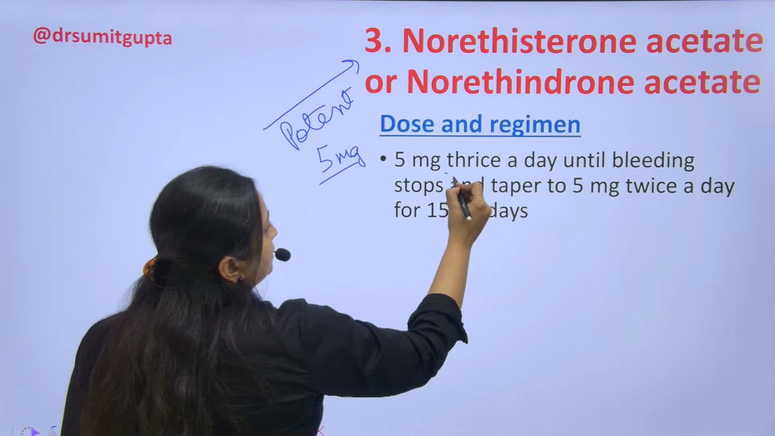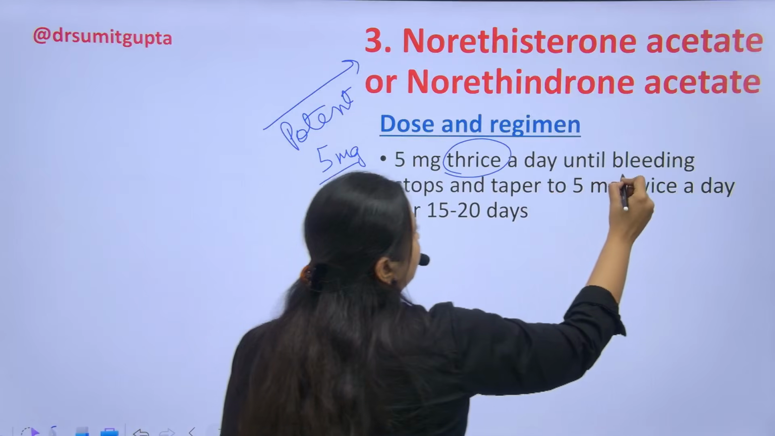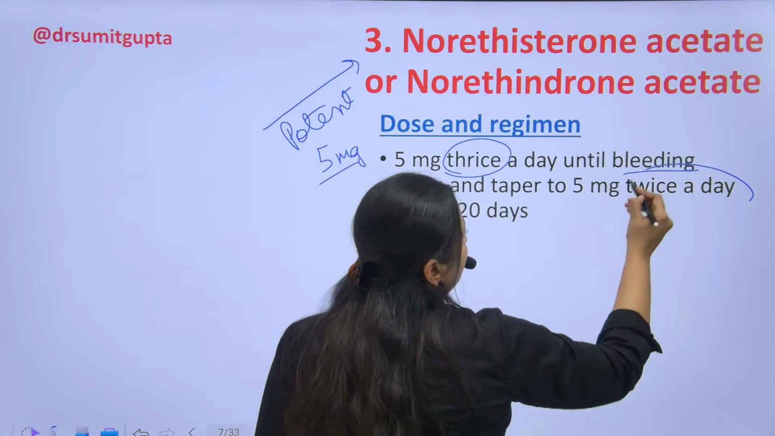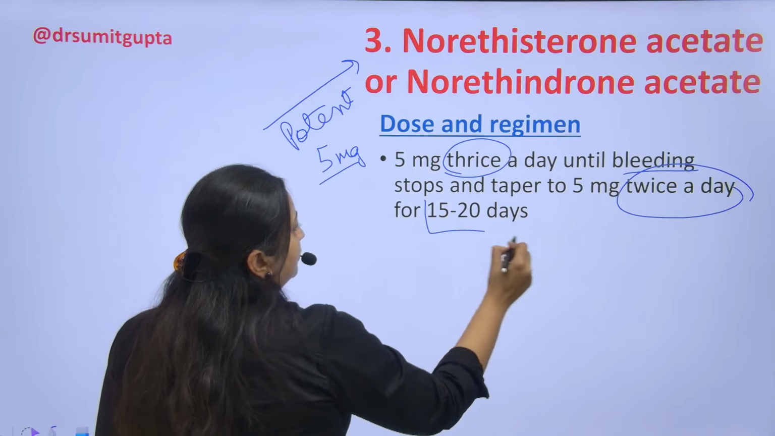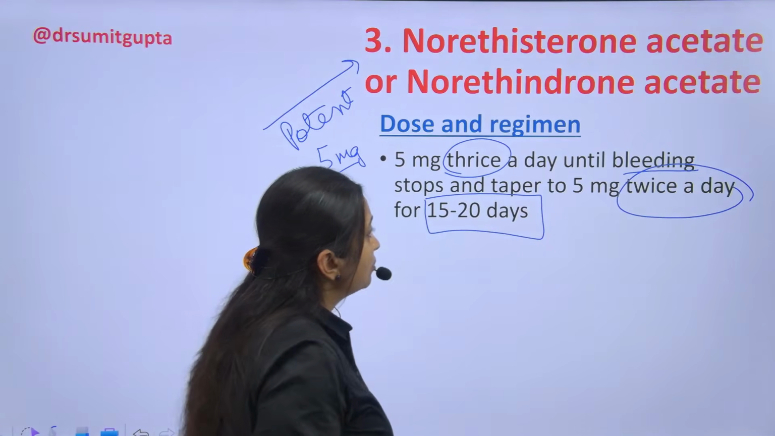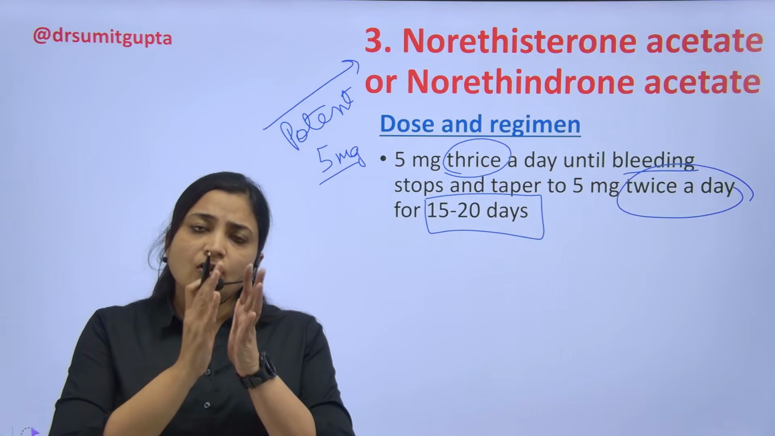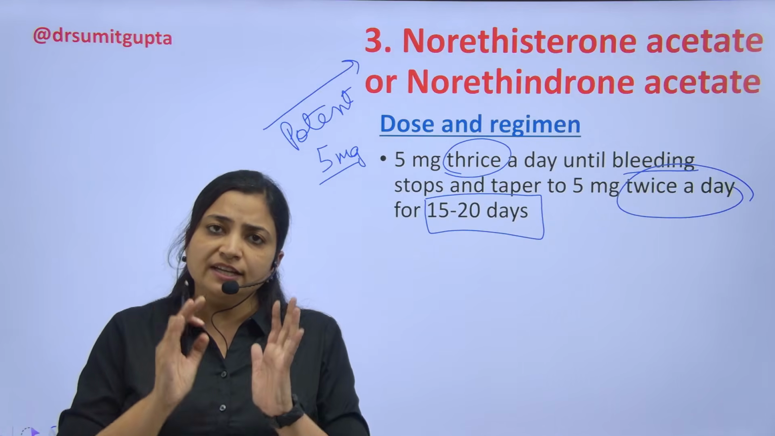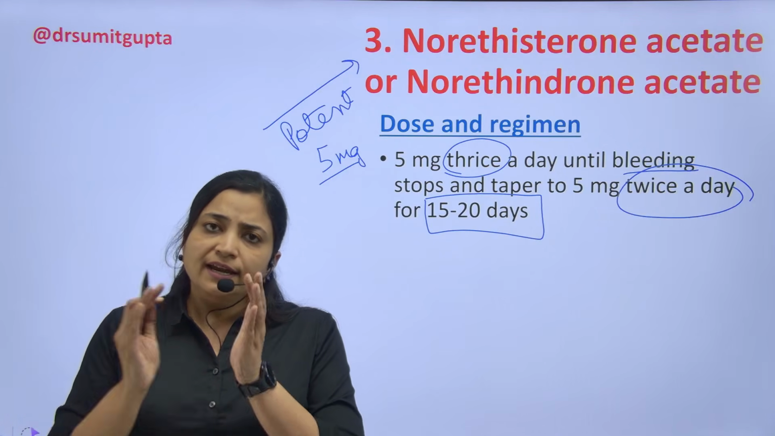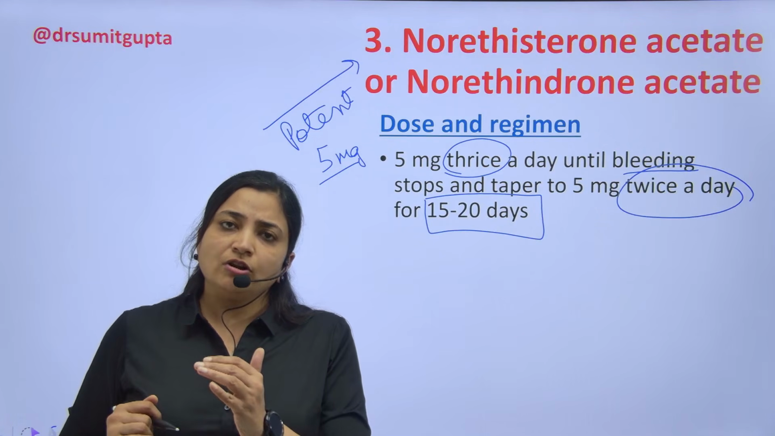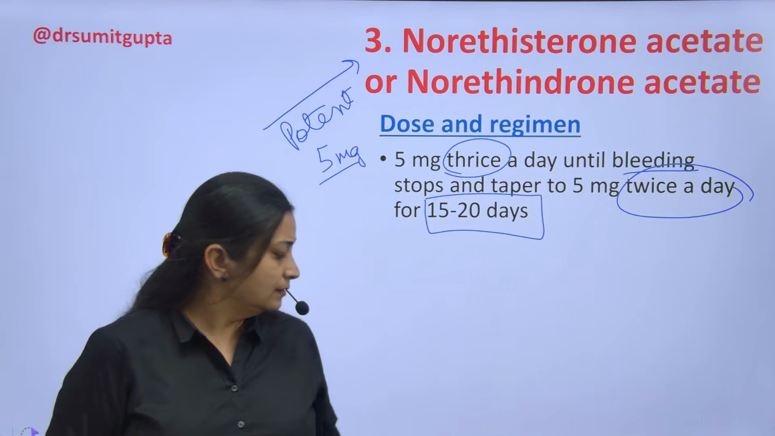So we start with thrice a day till the bleeding stops, and then go to twice a day for the coming 15 to 20 days. Because we want a normal menstrual cycle to repeat again, generally the hormonal management is given for at least 20 to 25 days, and then we stop, and then there is a withdrawal bleed, and then we start again.